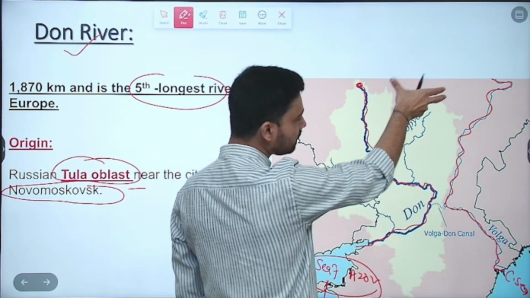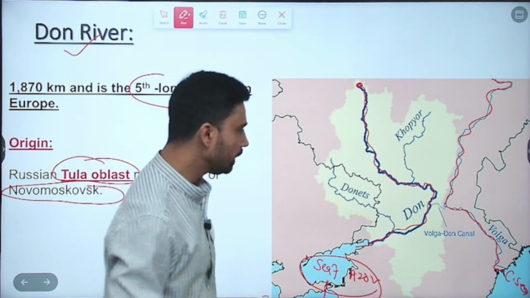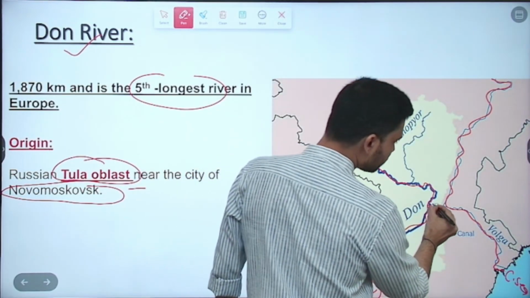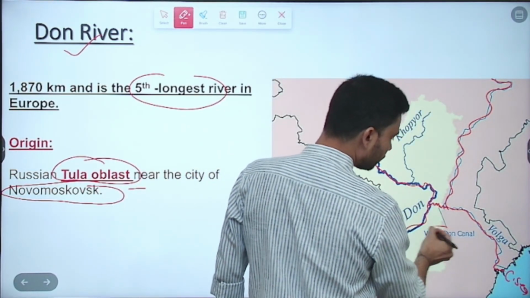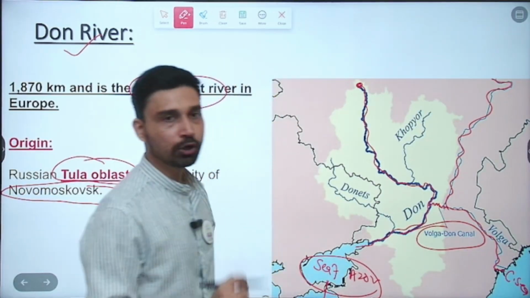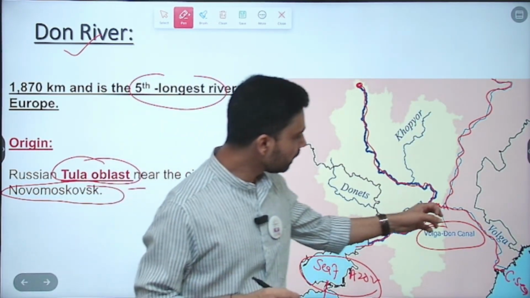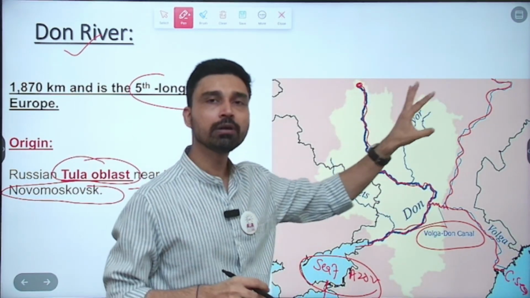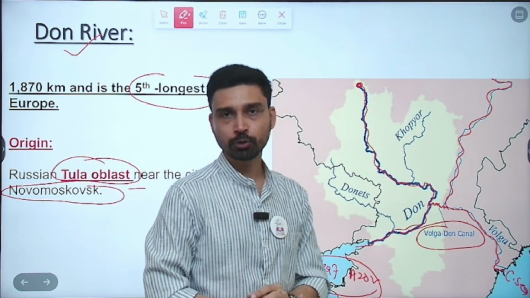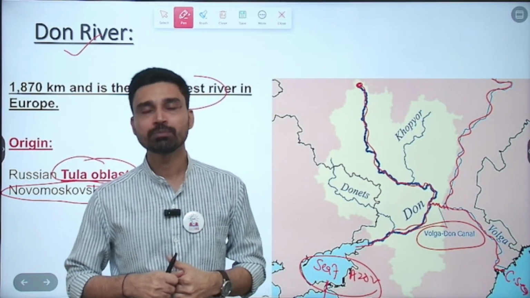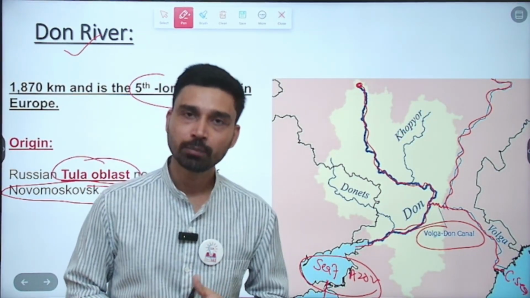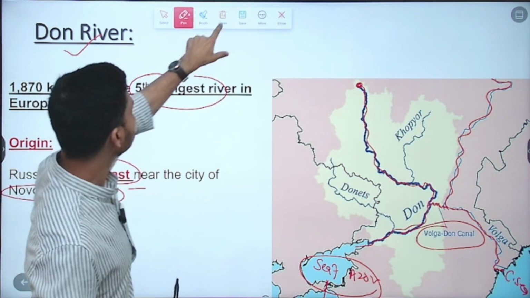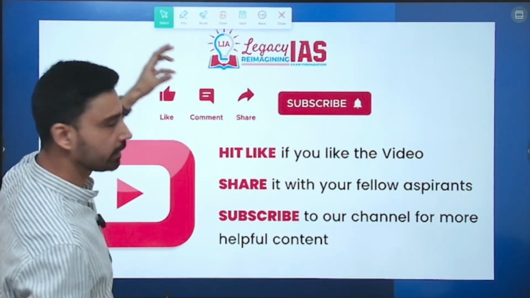Both of these rivers flow across Russian territory, so what they have done is construct a canal here. This canal is called the Volga-Don Canal, and it is very, very important, because this entire area has access to river waterway transportation or inland waterway transportation that helps in the transportation, especially of industrial products and goods. So that's how we can understand the fifth and the last river, the Don River.